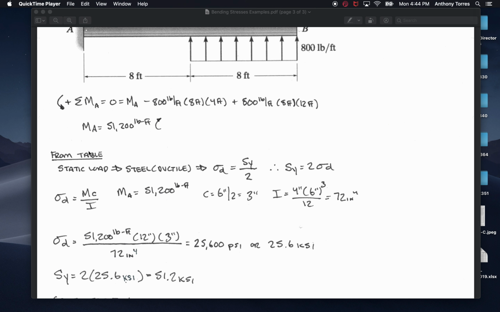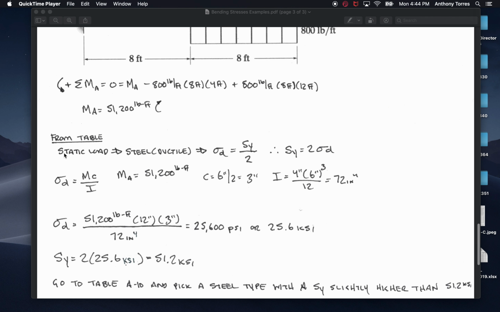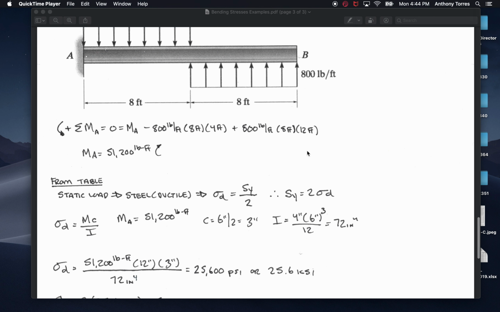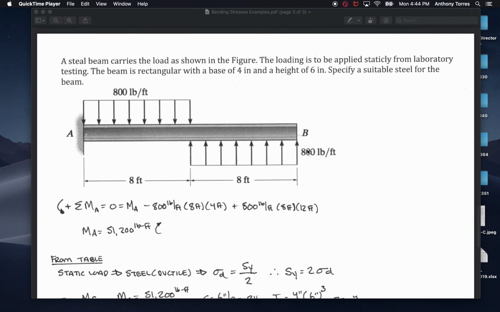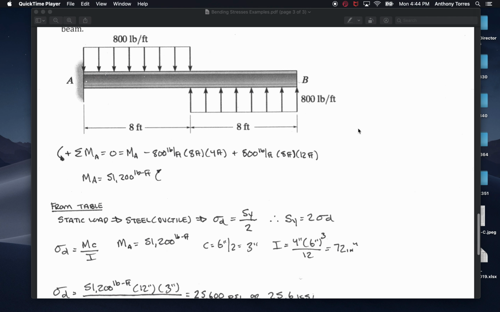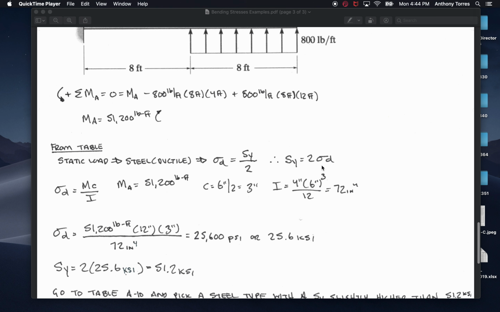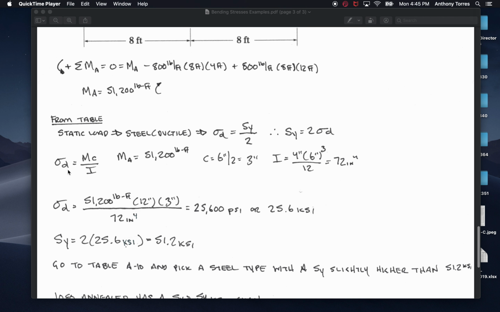Okay, so from that same table that we've always been using, we see that's a static load. It's a steel, which is ductile, so the sigma D, the design, is equal to Sy over 2. I rearrange the equation, so therefore Sy is equal to twice the sigma design. Because we're ultimately trying to find a suitable steel, I need to find a yield strength that's twice the design strength. So sigma D is still equal to Mc over I.